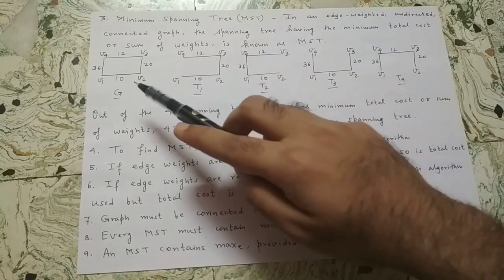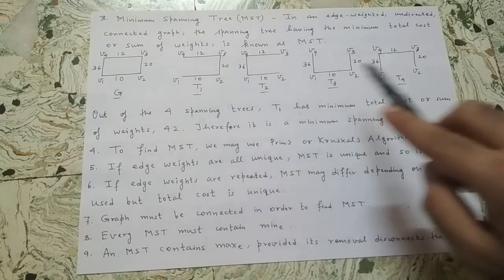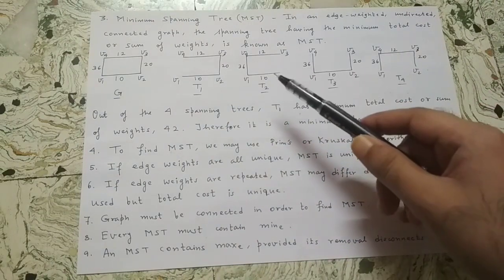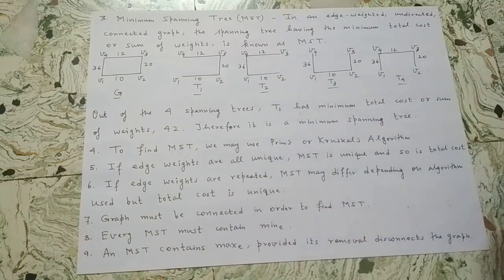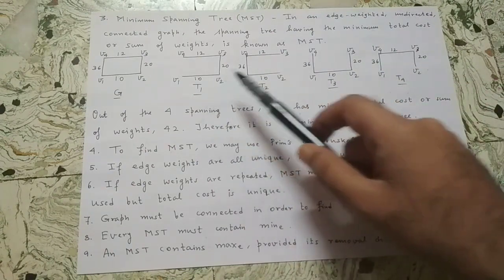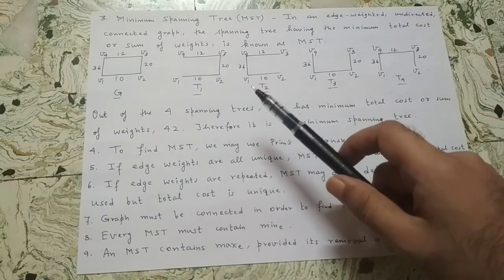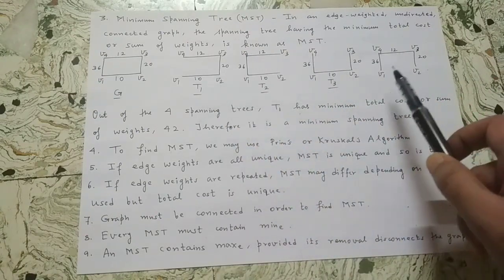So all the vertices present in the original graph G are also present in my subgraphs. All the subgraphs are connected. That means starting at a particular vertex, you can reach any other vertex. And also, none of these subgraphs, T1, T2, T3, T4, contain a cycle. As a result, we can say that all of these subgraphs are spanning trees.